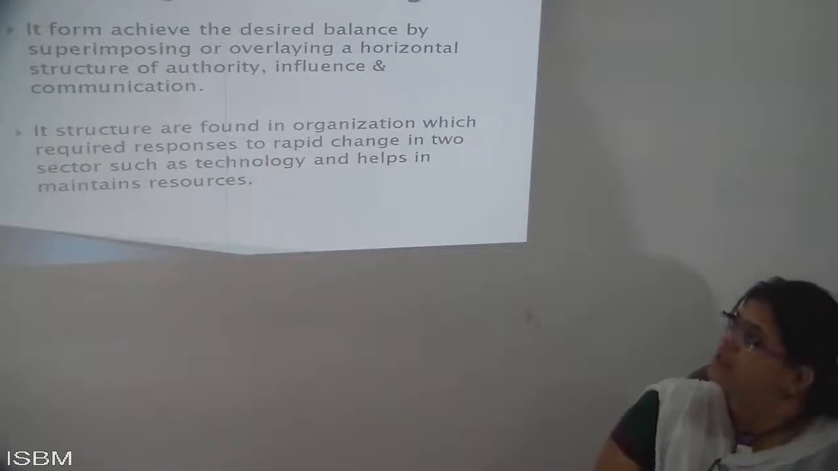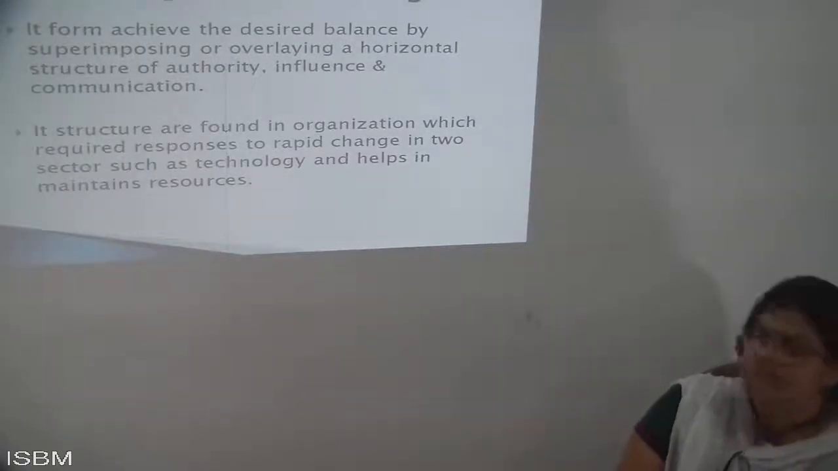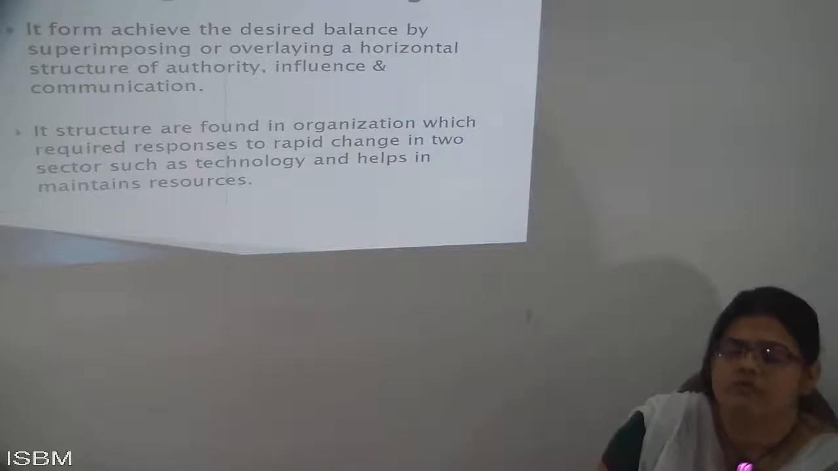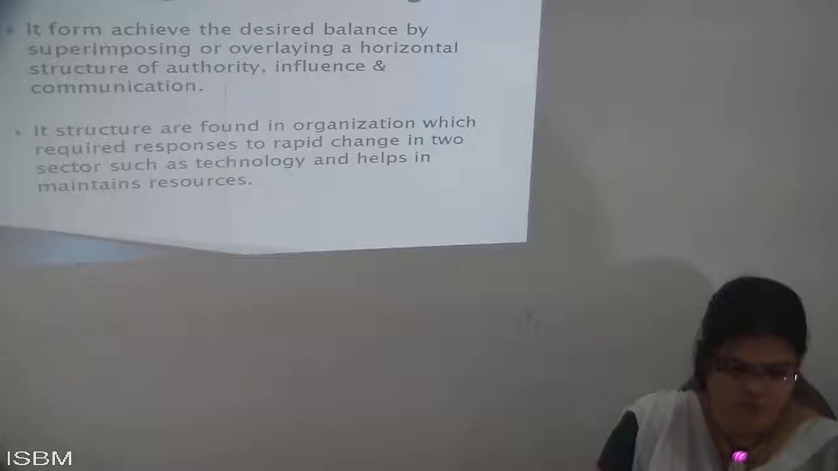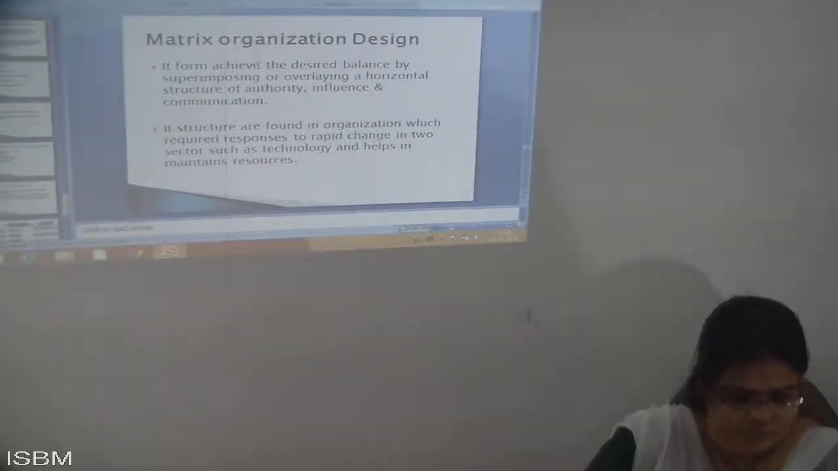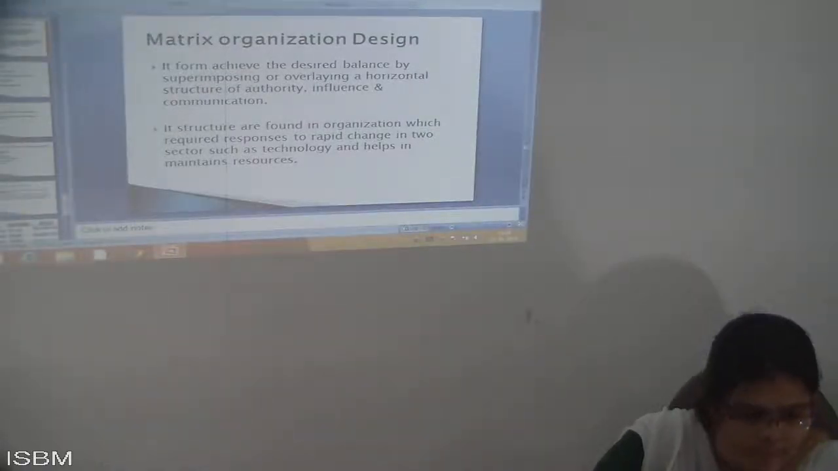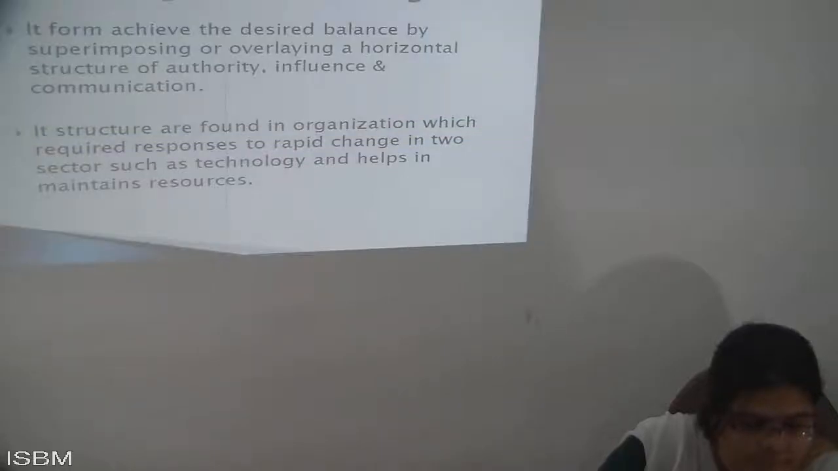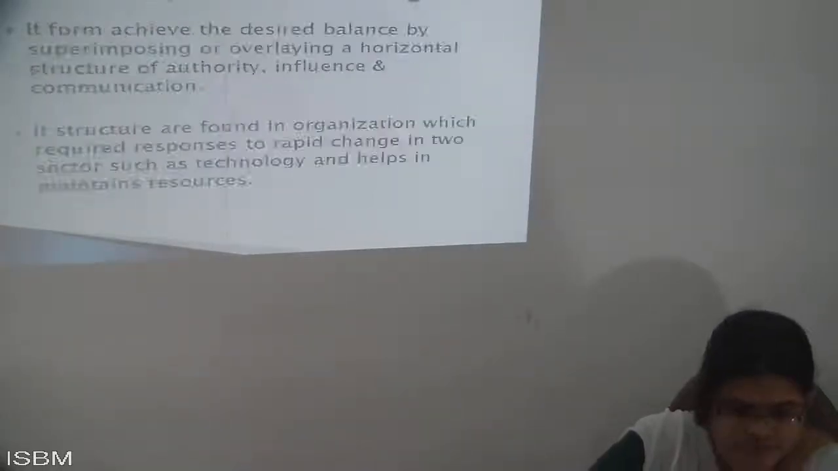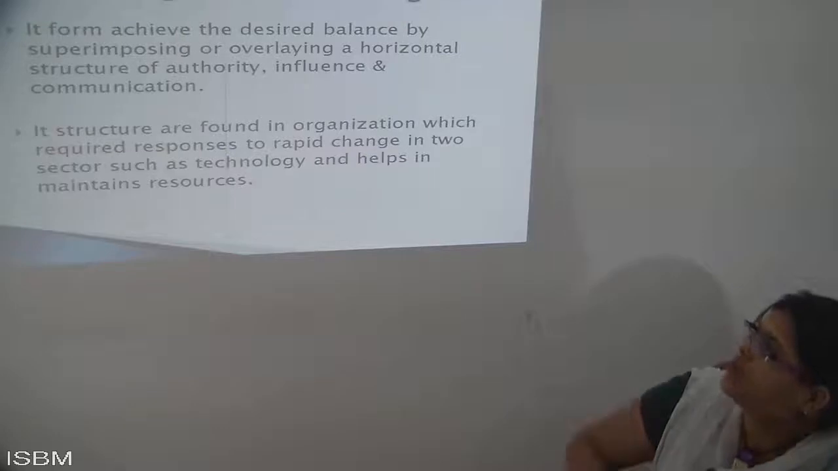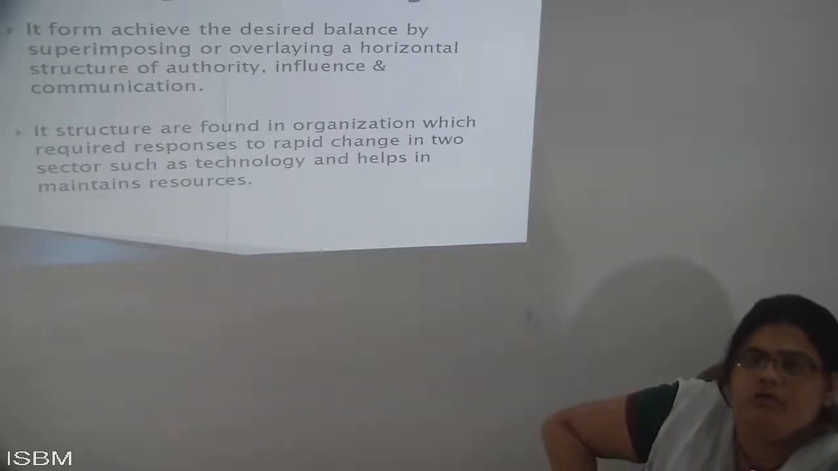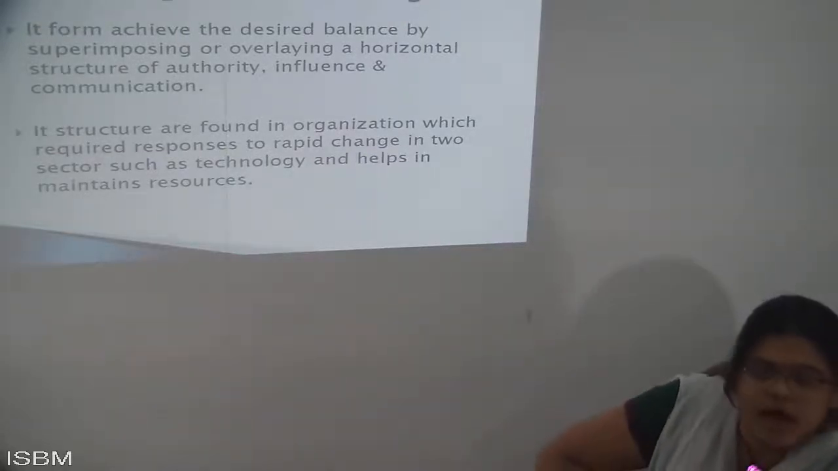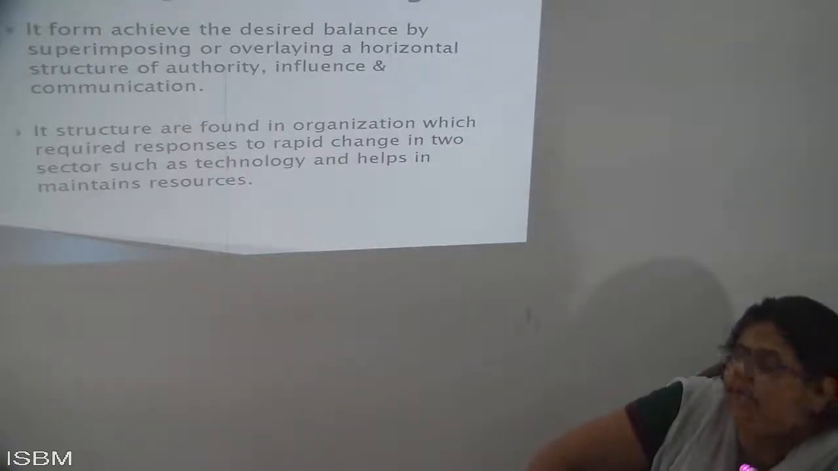Next is the matrix way of organization design. The matrix way of organization has been designed for you. Here is one type of design where each and everything is involved, and after the involvement you design each and everything.